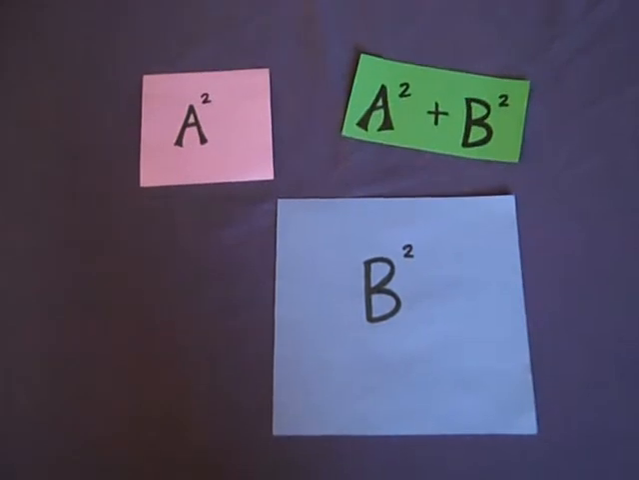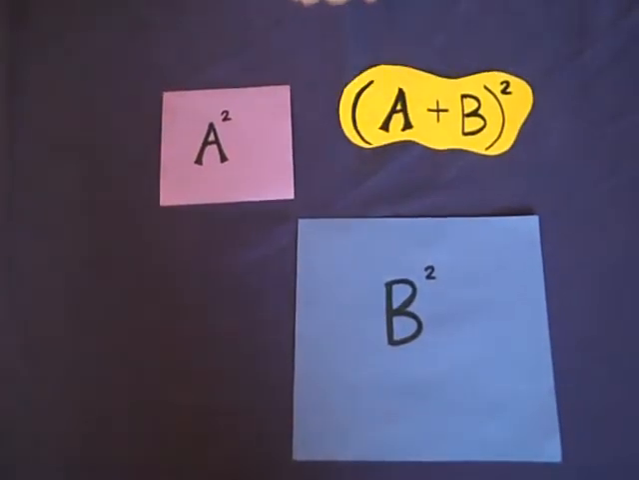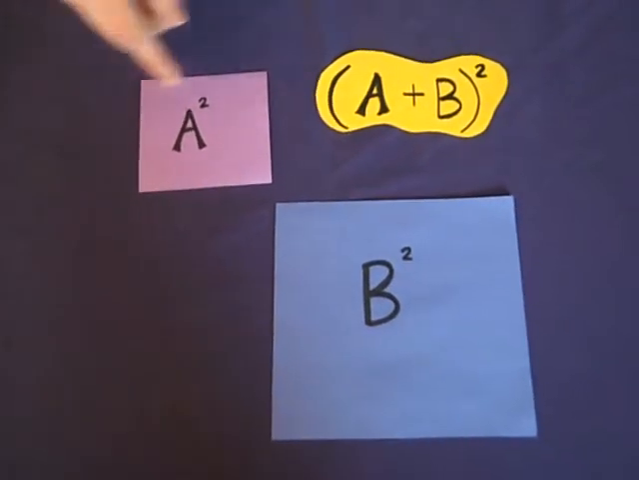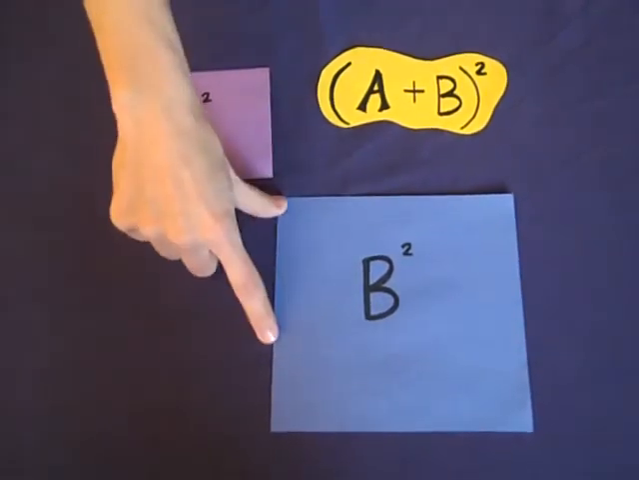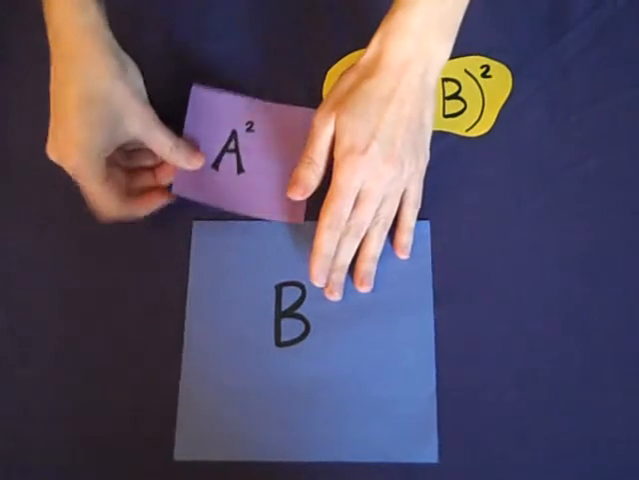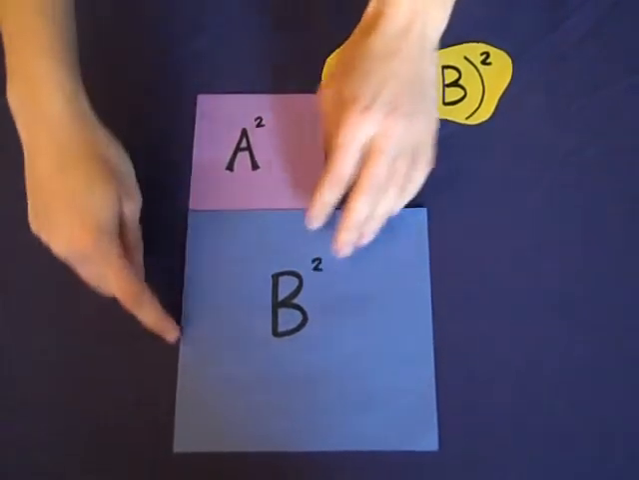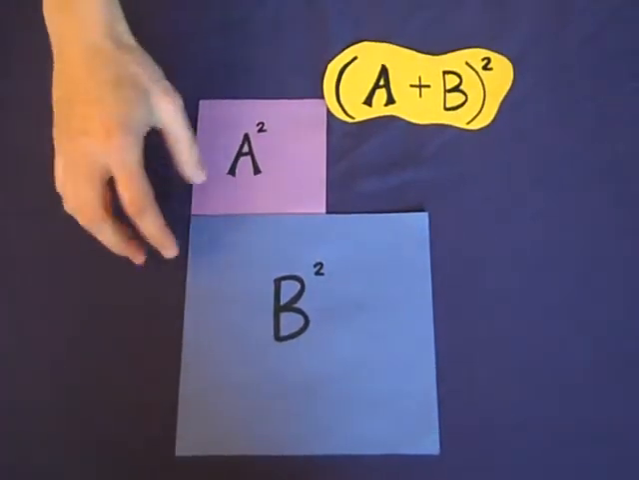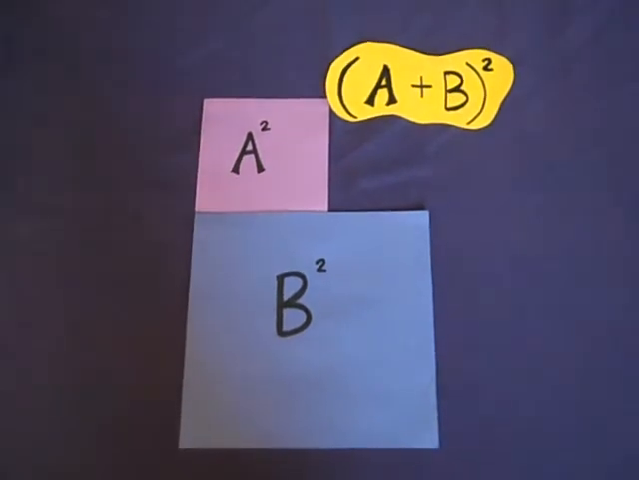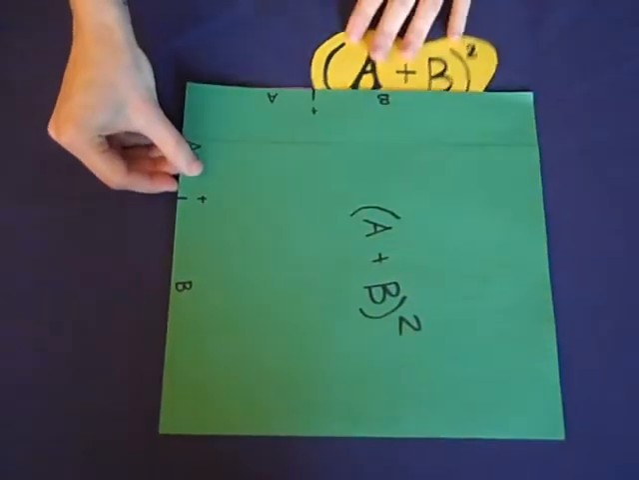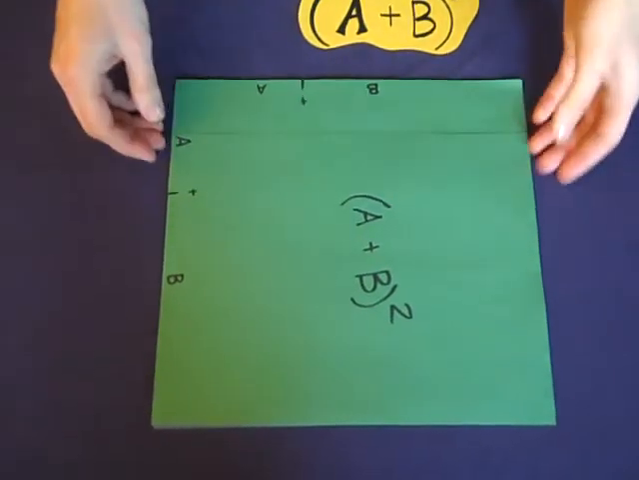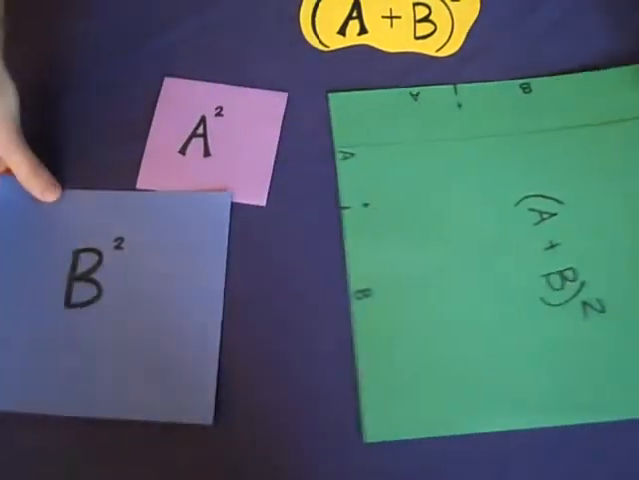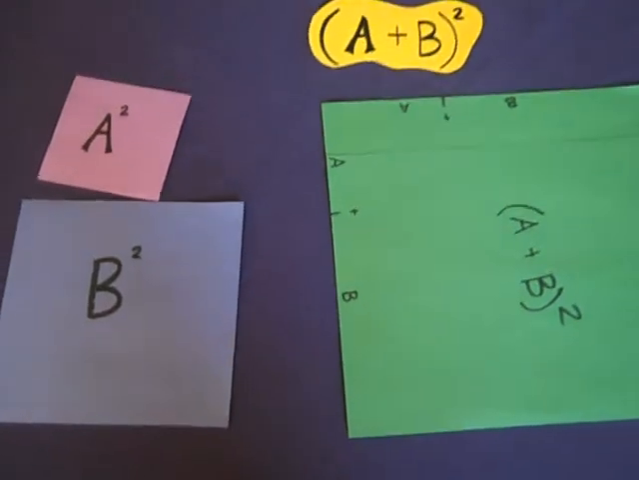Now let's think about (a + b) squared. If we take the same two squares and think of a and b as the sides of these two squares, then you would have to add together the two sides of the squares and then square it, which would give you the size of this square, (a + b) squared, which is obviously bigger than a squared plus b squared.